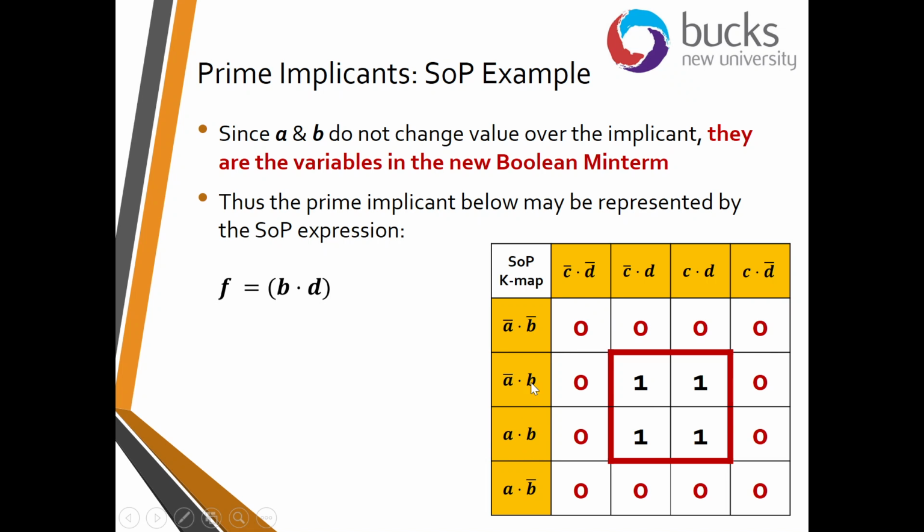So the B input does not change for this prime implicant group. And on the columns, what doesn't change? Well, we go from not C to C, but D remains the same. So to simplify our expression, we are looking for things that do not change. So F equals B, and because it's SOP, D. So for this prime implicant group, we can simplify it as B and D.